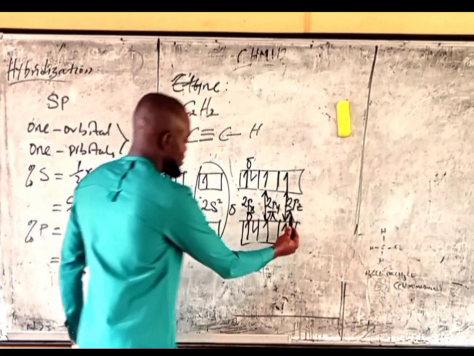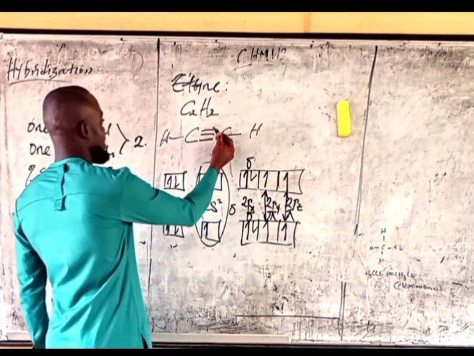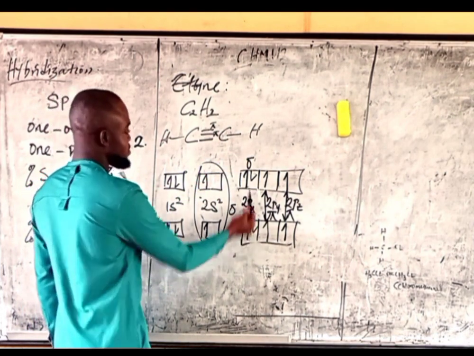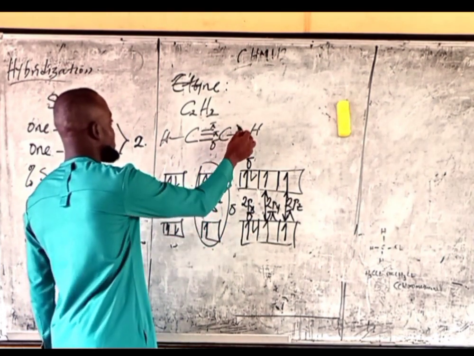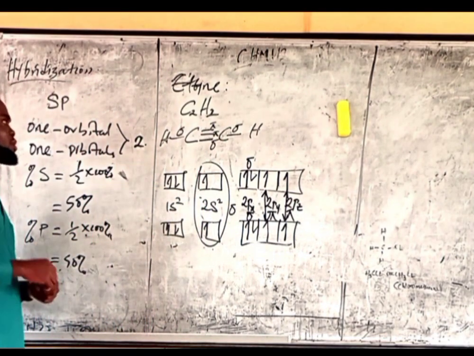So that's how we have 1, 2. How many pi bonds do you have? 1, 2, so 2 pi bonds. Let's check. How many sigma bonds? 1, 2, 3. You have 3 sigma bonds. So that's how we run it.